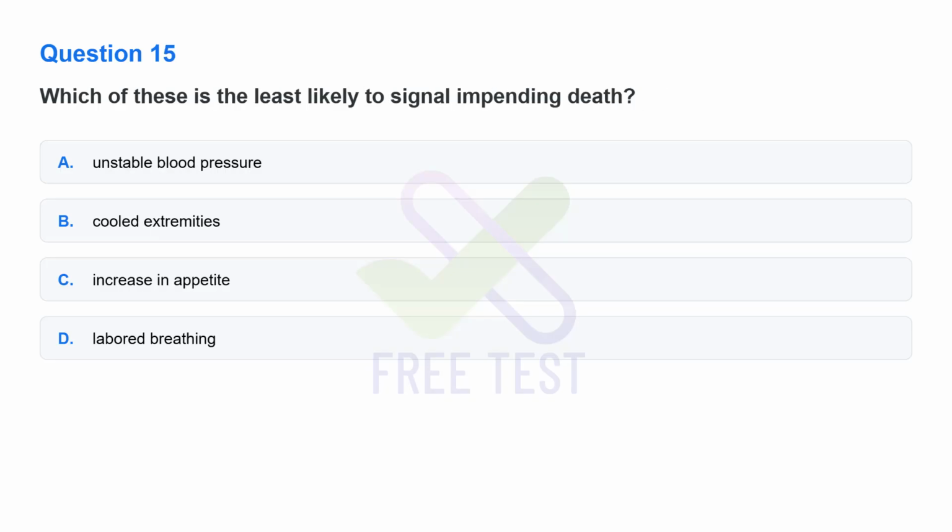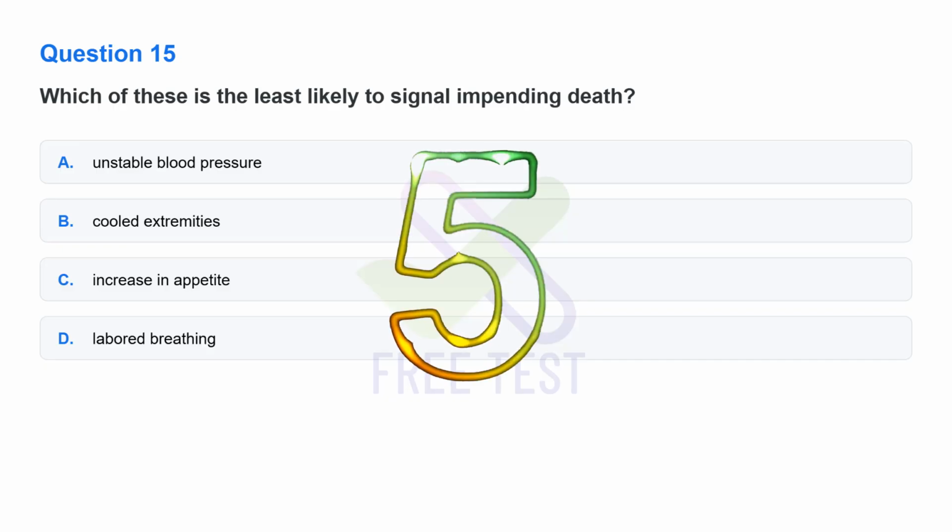Which of these is the least likely to signal impending death? A. Unstable blood pressure. B. Cooled extremities. C. Increase in appetite. D. Labored breathing.